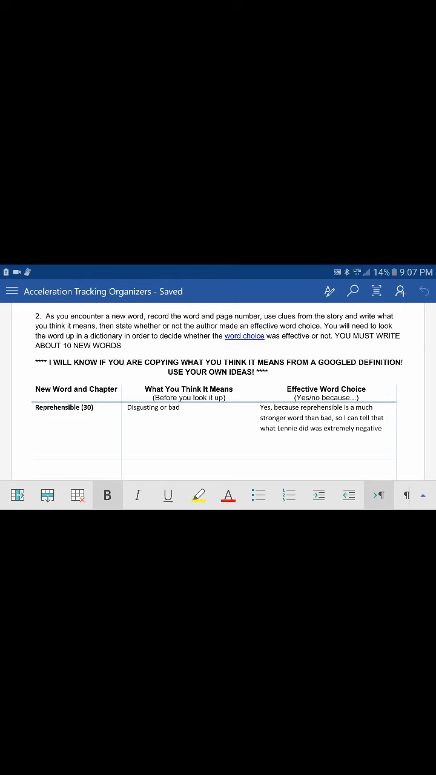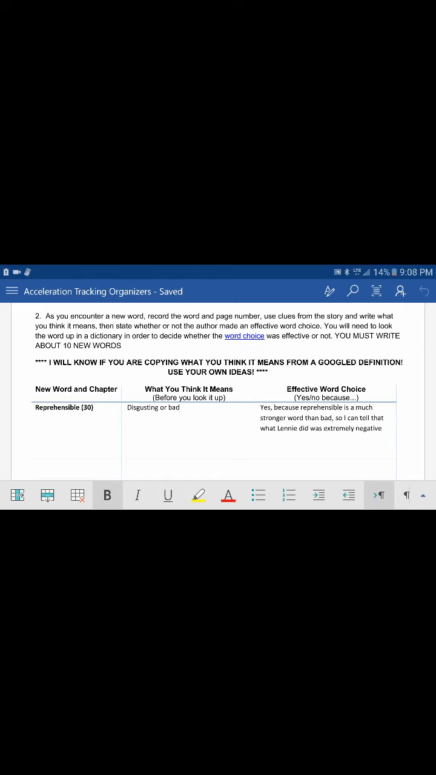Now the next column is before you look it up. So you're not going to look up the word disaster. Instead, you're going to describe it in your own words. And then you're going to look it up because in the last column it says, is this an effective word choice? So by now you need to know for sure what the actual word means in case you were wrong. So you go to that last column after you've looked it up and you explain if you think yes or no, this was an effective word choice. So yes, disaster was a good word because what happened to him was much worse than something bad, and disaster refers to something out of your control, or whatever the definition is.